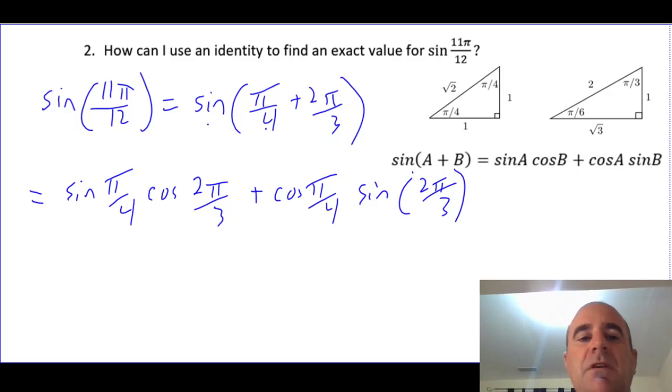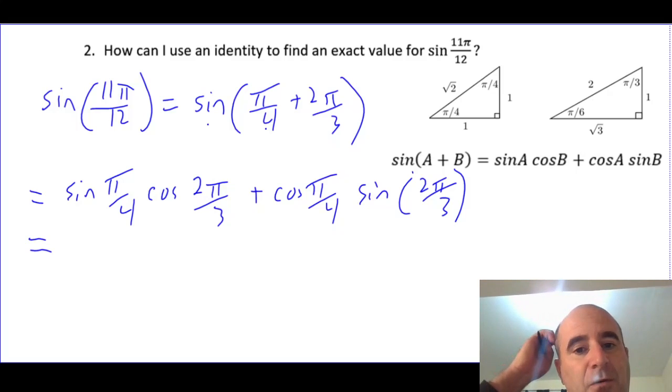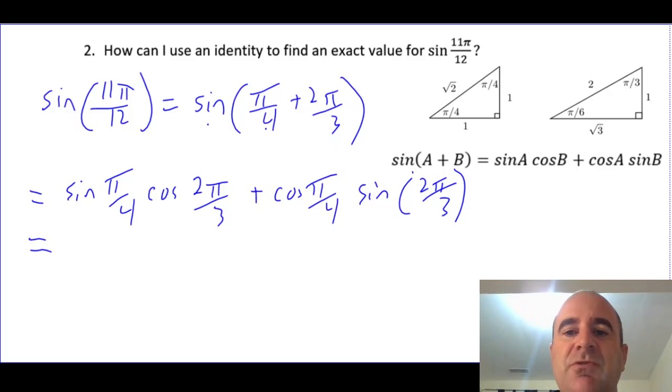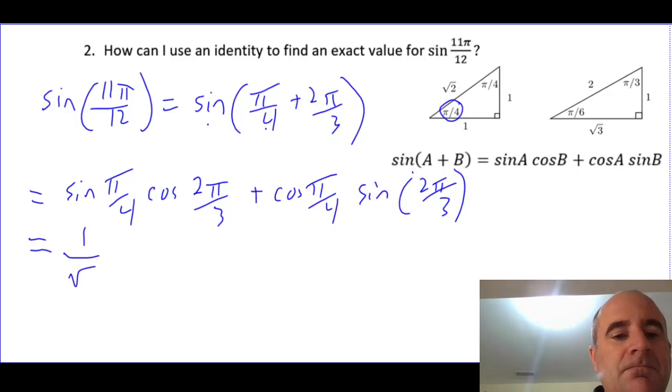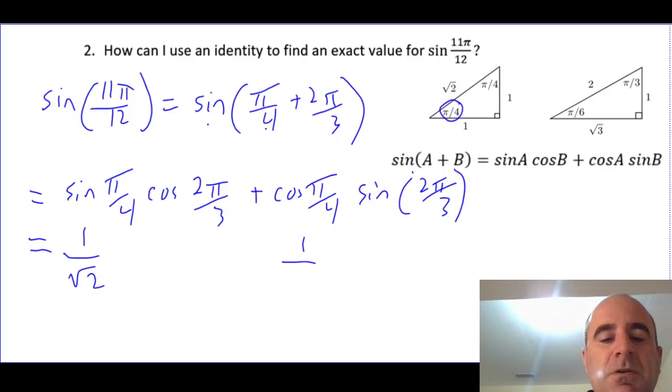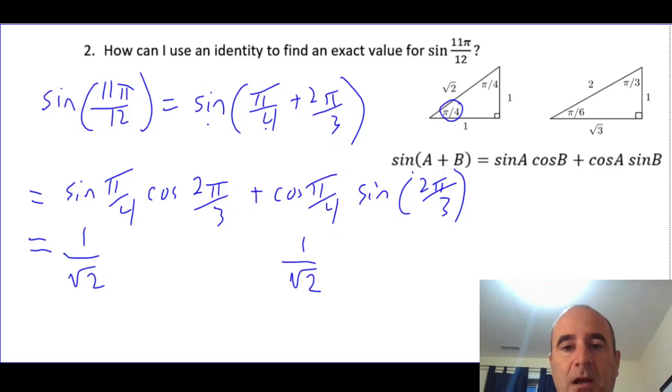Now, as I go to evaluate these 4 trig ratios, notice the sine of pi over 4 and the cosine of pi over 4 are the easiest ones. They're right here in this triangle. They're both 1 over root 2. So I can fill those in right away: 1 over root 2, 1 over root 2. Now, I also need to calculate the value of the sine of 2 pi over 3 and the cosine of 2 pi over 3.